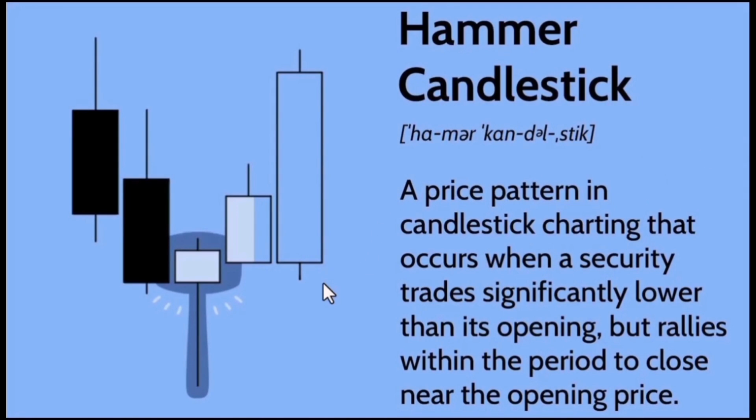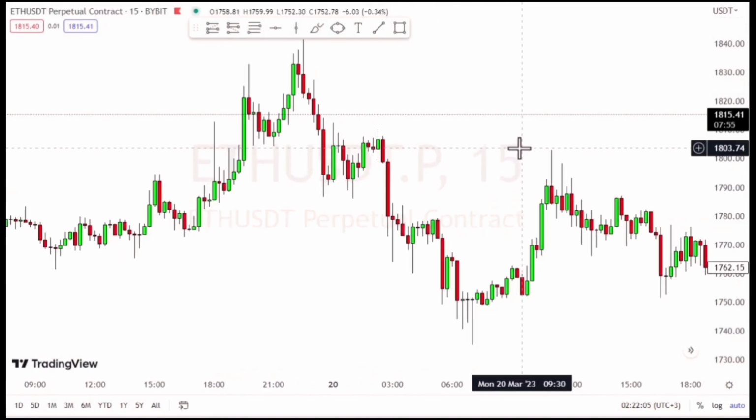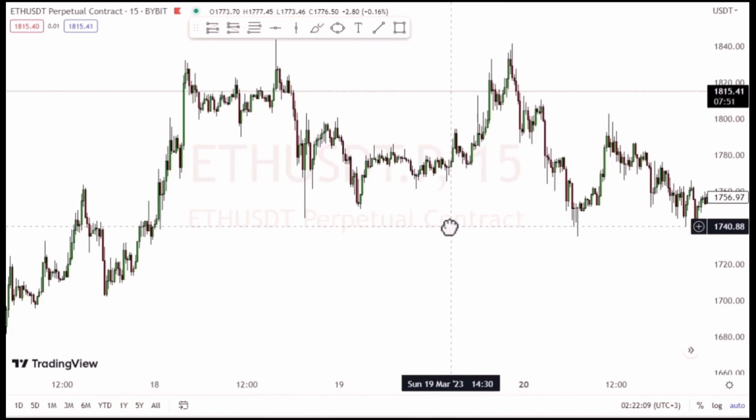Well, let's start introducing the single candlestick patterns one by one. The hammer occurs when the opening price is higher than the closing price, and the lower wick or shadow is much longer than the upper wick. This pattern indicates that sellers were in control early in the time period, but buyers stepped in and pushed the price back up. Now let's go to the chart and make an example.